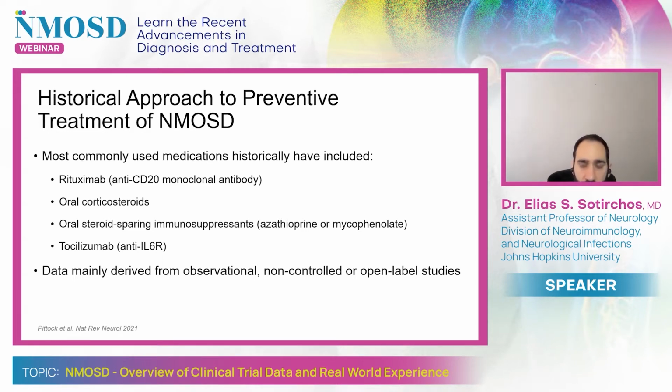However, until recently, the data for these therapies that were available for NMO, which had been used, were mainly derived from observational, non-controlled, or open-label studies. And there was a lack of phase 3 clinical trials in NMOSD to definitively support the efficacy of medications in NMO. The lack of phase 3 clinical trials also precluded the formal approval of medications, including here in the United States from the Food and Drug Administration, for the treatment of NMO. So all of these treatments were being utilized off-label.